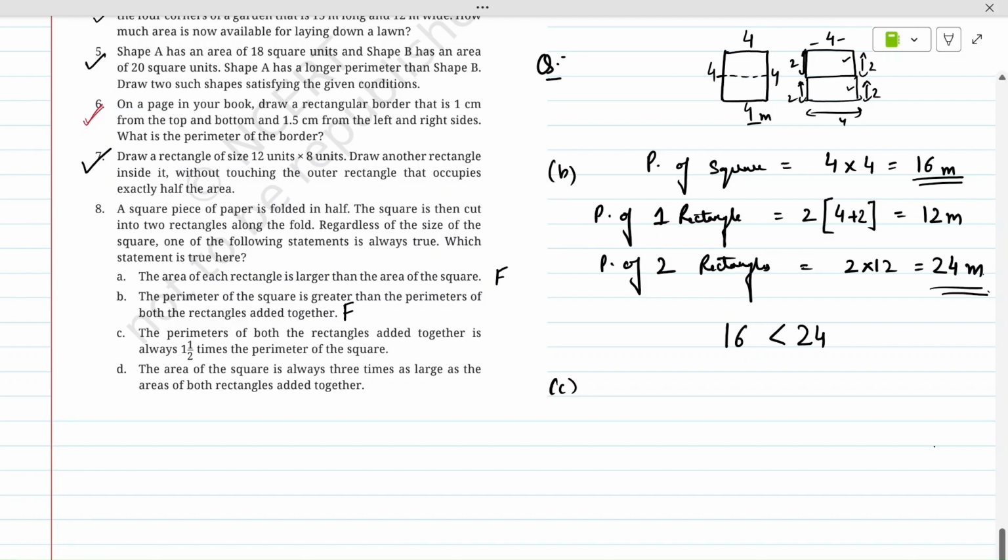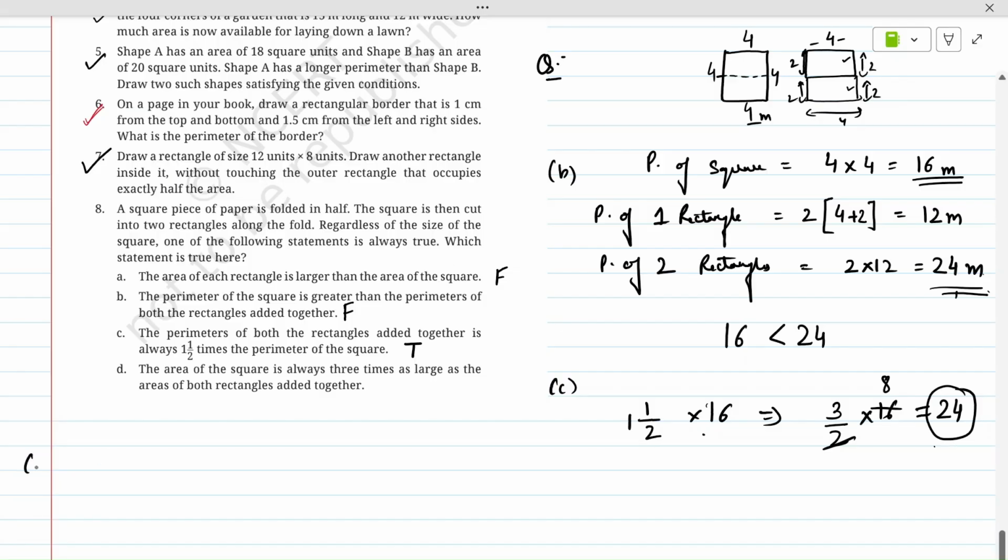Coming to C. So what it says is the perimeter of both the rectangles added together is always 1 into 1 by 2 times the perimeter of the square. So what is the perimeter of square? It is 16. And what is 1 into 1 by 2? So if we solve this mixed fraction, it will be 3 by 2. 3 by 2 of 16 is 3 into 8, which is equal to 24. So 3 by 2 of the perimeter of the square is equal to the perimeter of both the rectangles added together. That means this statement, the third one, is true here.